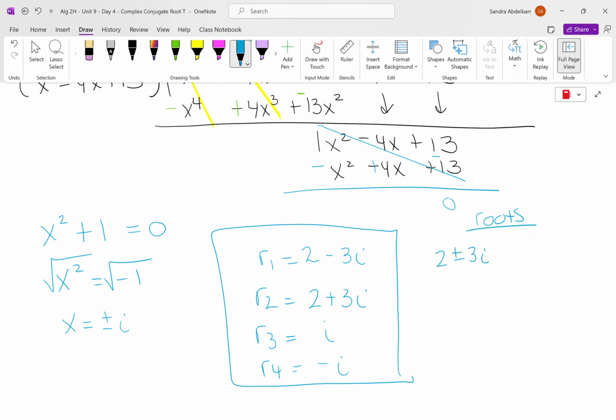When you're writing out the roots, do you have to write it all out? Nope. You could say the roots are 2 plus or minus 3i, plus or minus i. Is it interchangeable? Could it be 3i plus or minus 2, or does it have to be the i? No, the imaginary part is always the one that's plus or minus. How do you get that i? You get that i by taking the square root, and when you take the square root, that's what gives you the plus or minus. So it's always the i that's plus or minus.